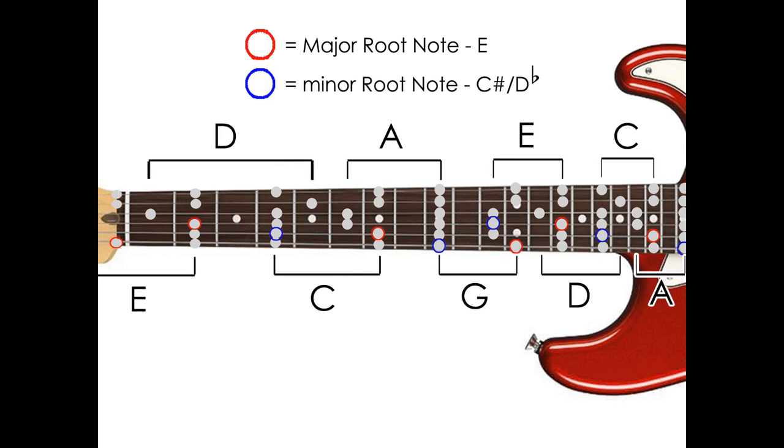You can see here everything moved up another fret, and now in the key of E major, or C sharp and D flat minor. So all we have to do is decide whether we want to be playing in a major key or a minor key. Then place that root note onto the note of the key that we want.